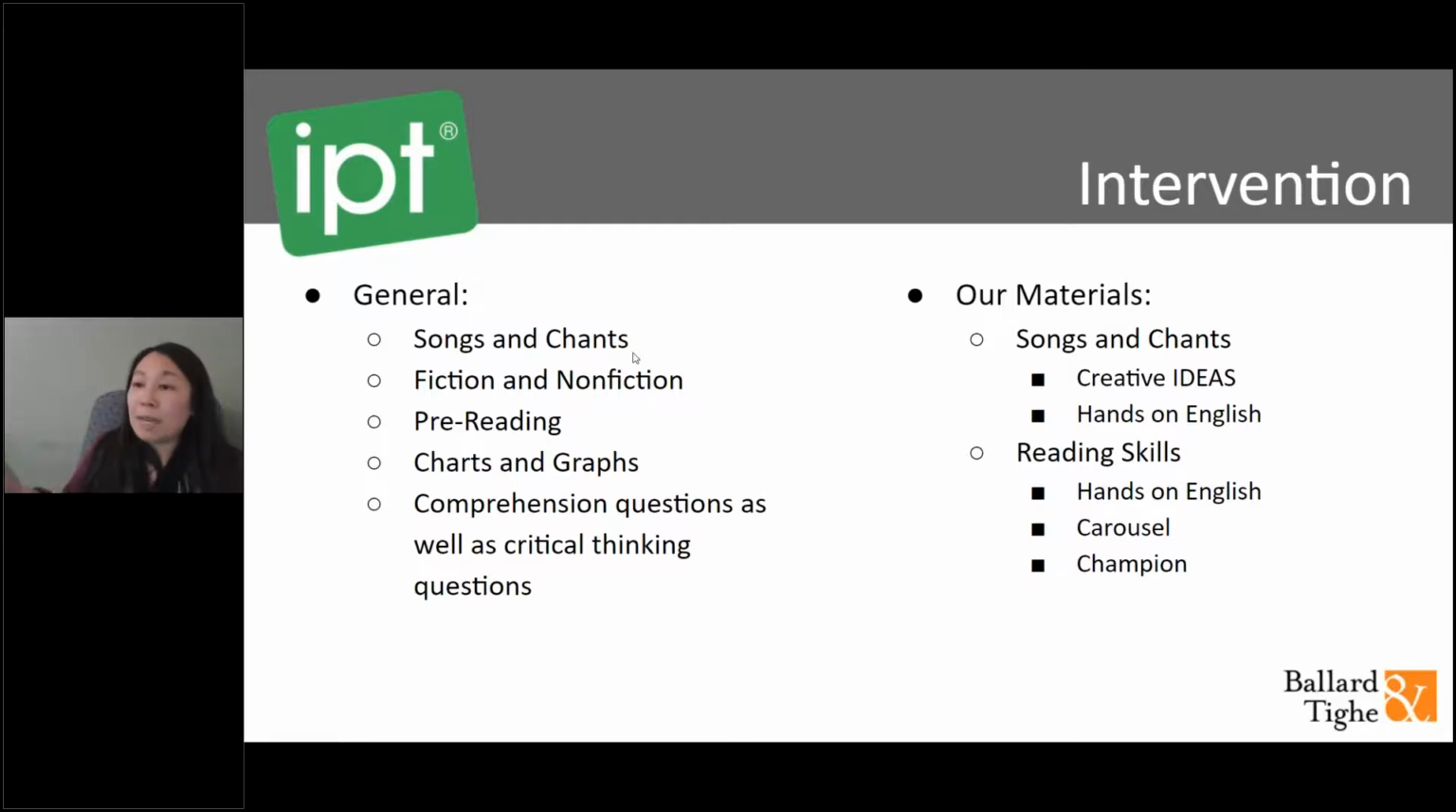After the reading or before the reading, you could do things like anchor charts or graphs to help students understand brainstorming activities. And then later at the end, they can pull out information from the reading and put it on charts and graphs. Comprehension questions, we all know students have to do these. A lot of you teachers probably just ask them without even writing them down. Comes naturally, but critical thinking questions, focusing on standards, that higher level of thinking, definitely make sure you have those as well. For our materials, again, songs and chants with Creative Ideas and Hands-on English, and then reading skills.